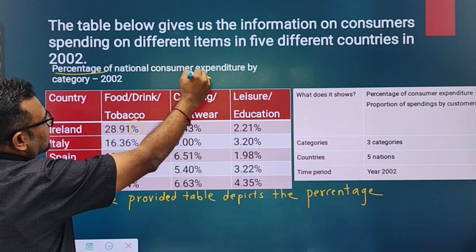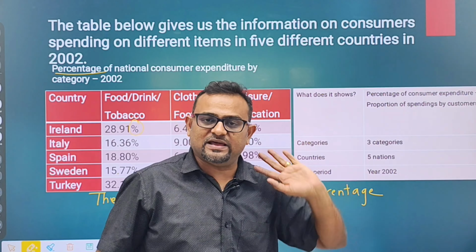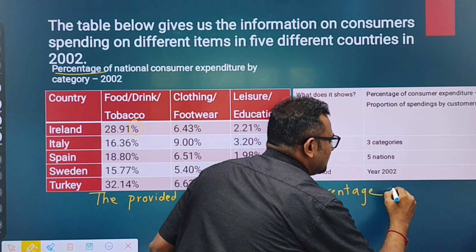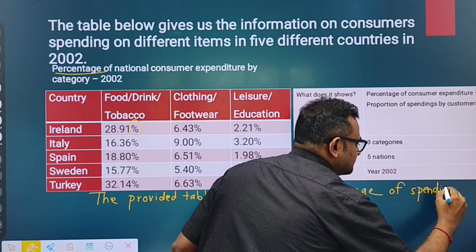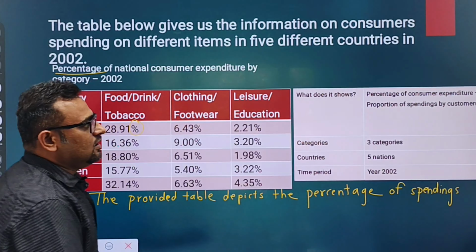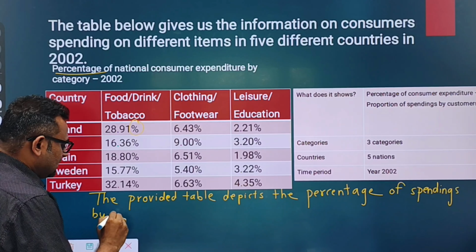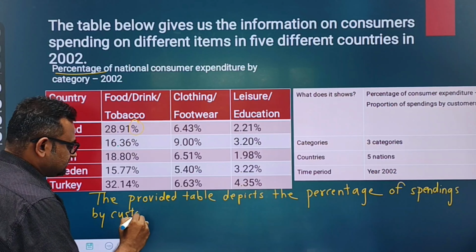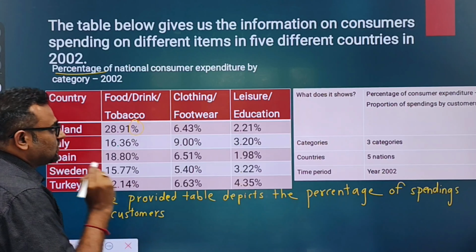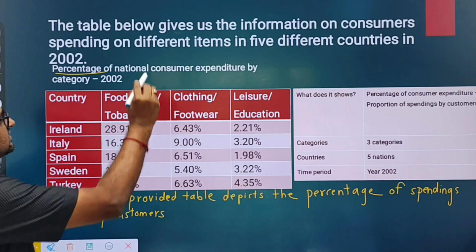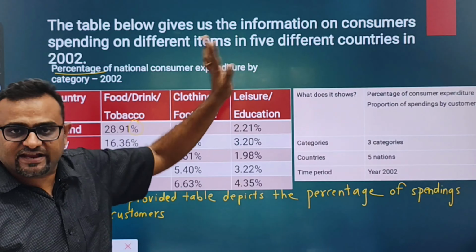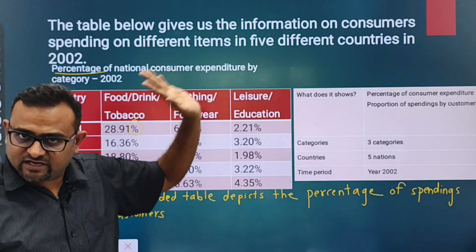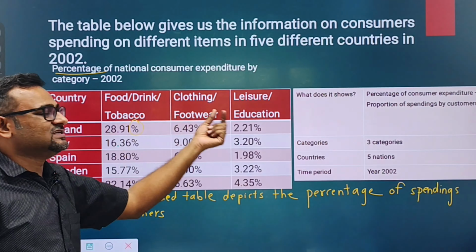Percentage of national consumer expenditure, we have paraphrased it. Percentage of expenditure or spendings by customers. Okay, so say percentage of national consumer expenditure by three categories, or as you can say, consumer spending on different items. So instead of different items, write down three categories or list them down.